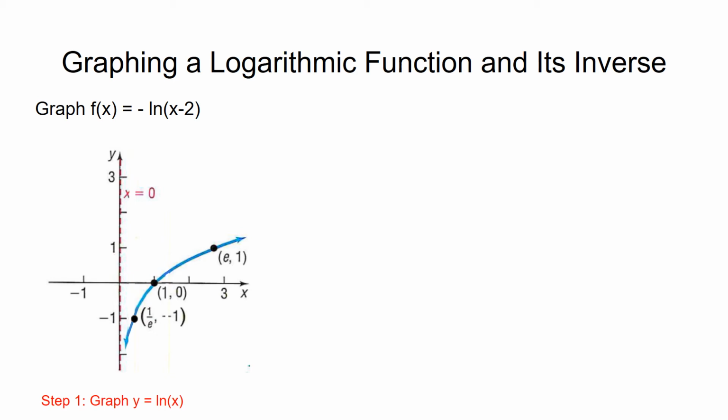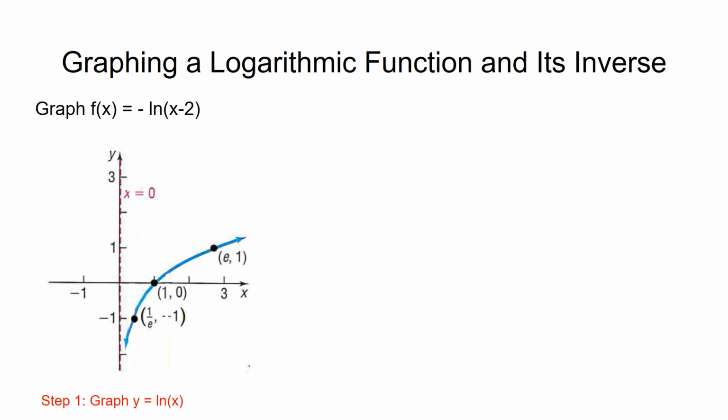When we did graphing of this type before, with other functions, we would usually begin with a basic function, and that's what we're going to do here. Our goal is to graph f of x is equal to minus the natural log of x minus 2. In order to do that, we're going to begin by graphing the canonical underlying function, y is equal to the natural log of x. And so that means sketching in the 3 points.